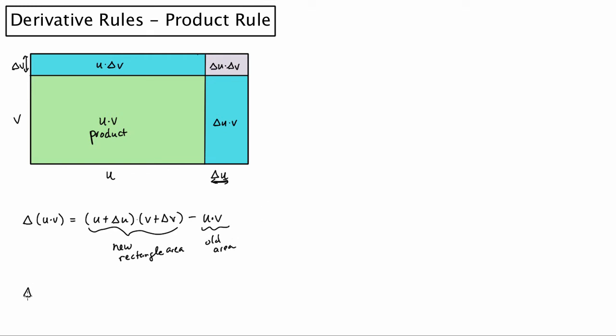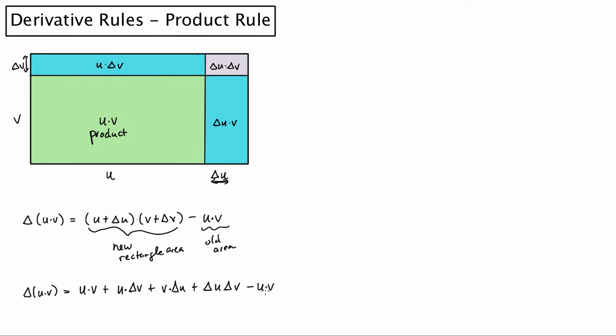And so if I look at this for a second and look at delta U, the change in U times V, and I FOIL out the right-hand side, I get U times V plus U times delta V plus V times delta U plus delta U delta V, and then minus UV.